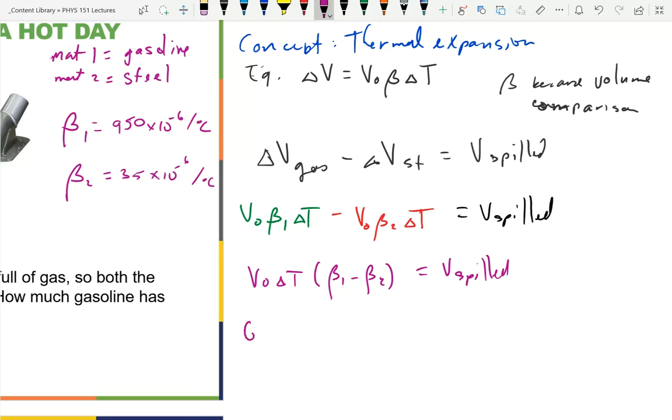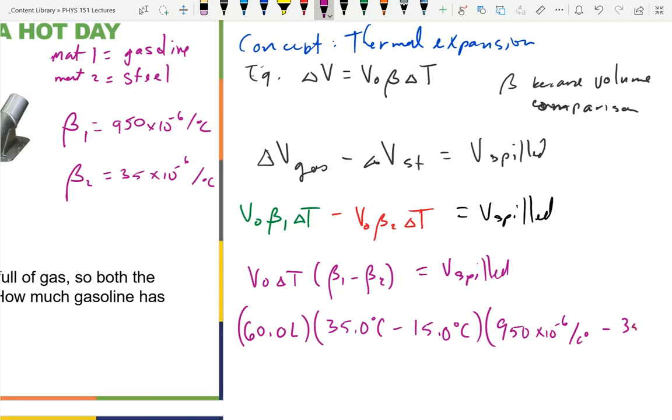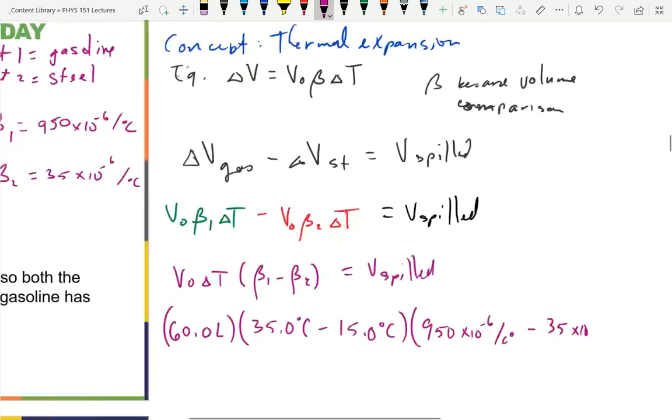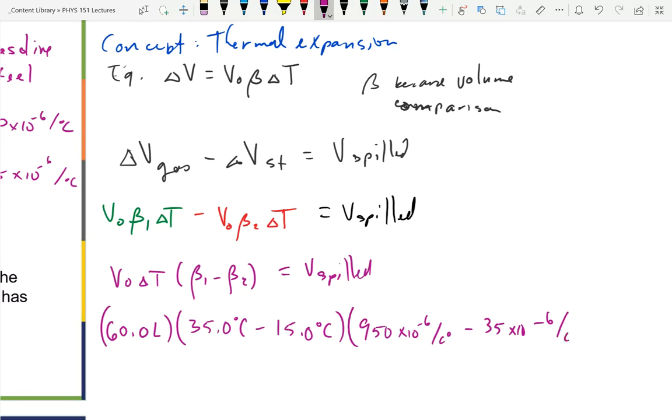And now I put in my numbers, 60.0 liters times my change in temperature, which is 35.0 degrees Celsius minus 15.0 degrees Celsius. And then beta 1, and then I have to calculate that. Now, somebody have a calculator to calculate that for us?